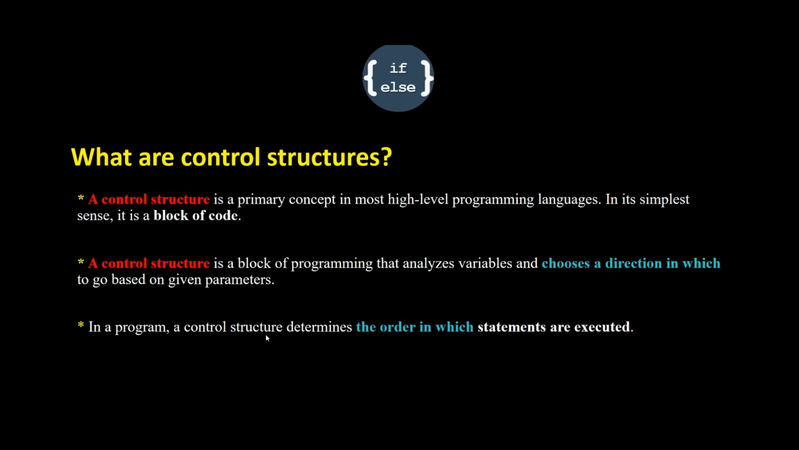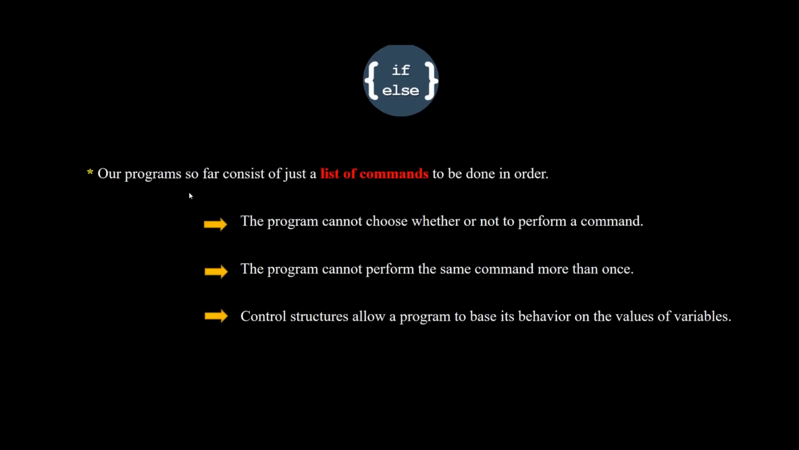In a program, a control structure determines the order in which statements are executed. Our program so far consists of just a list of commands. That means a list of orders to the compiler. The program cannot choose whether or not to perform a command. So we cannot choose if we will execute this line or not. The program also cannot perform the same command more than one time. So all lines will be executed in the order given to the compiler and just one time.